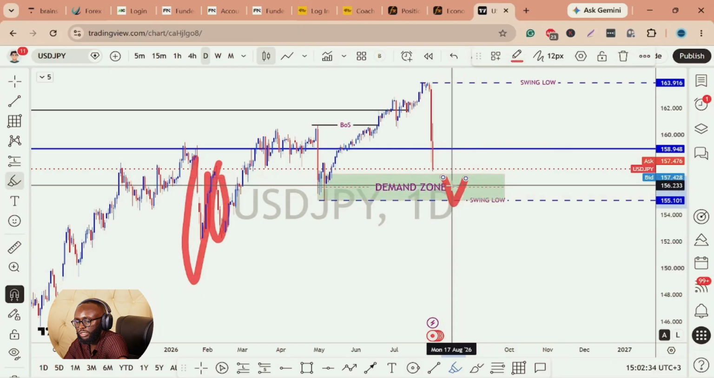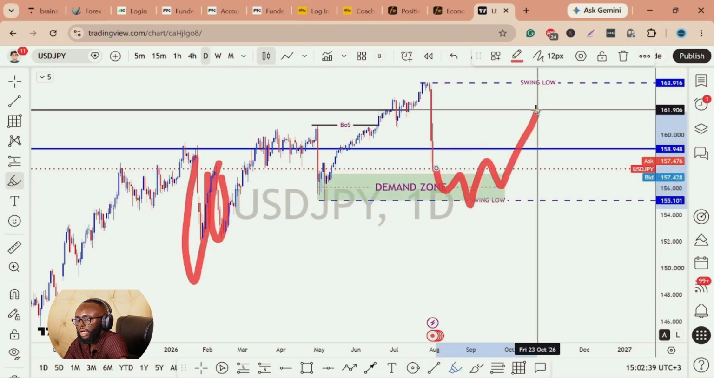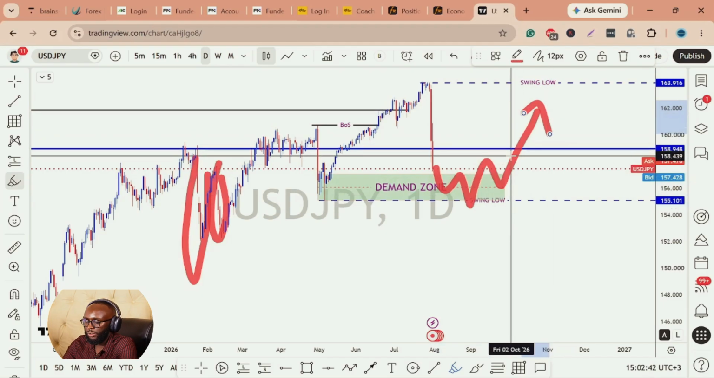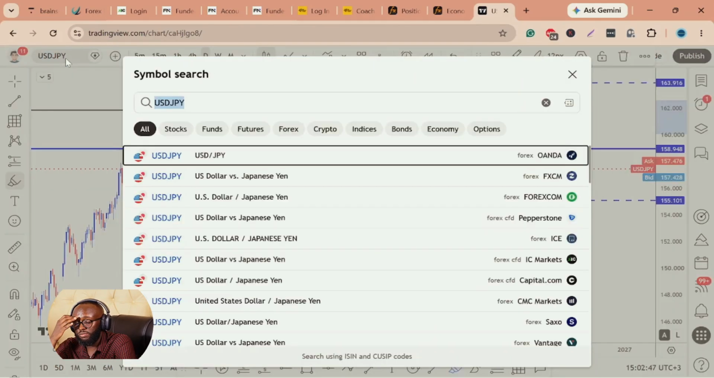If we are able to test these lower levels, we'll be looking for confirmation to ride the move upwards on USD JPY, because overall price has been in very strong bullish momentum from the higher time frame context. Now let's look at NAS 100.